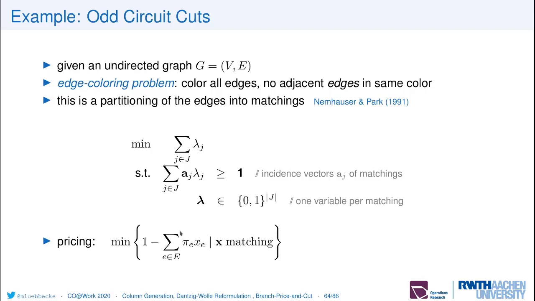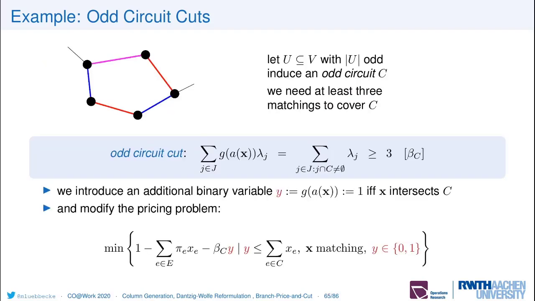So I'm summing over all the edges the dual variable value obtained from solving the restricted master problem times, so to speak, the incidence vector of a matching. And we know how to formulate matchings. We will go there in a second. But let's look into the literature. What does it say about the edge coloring problem?